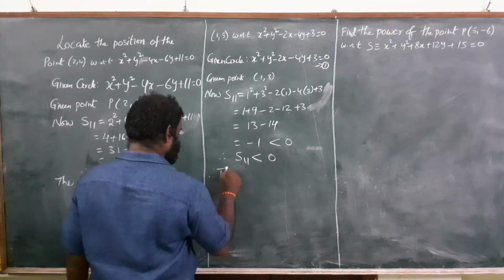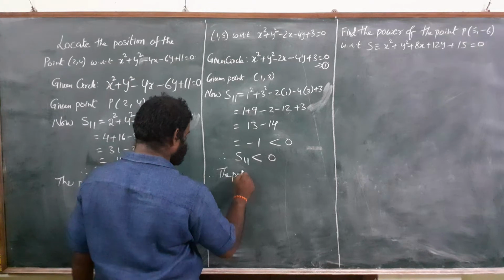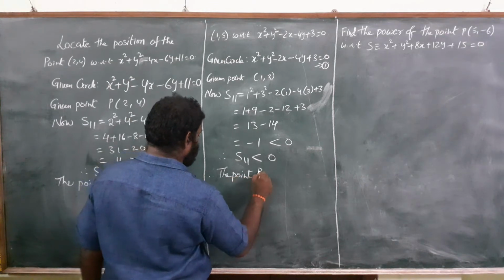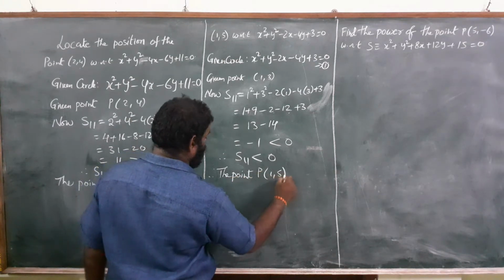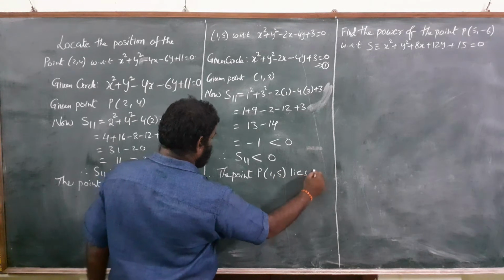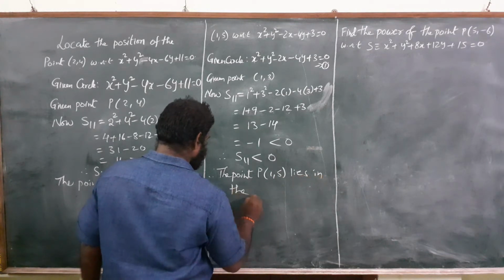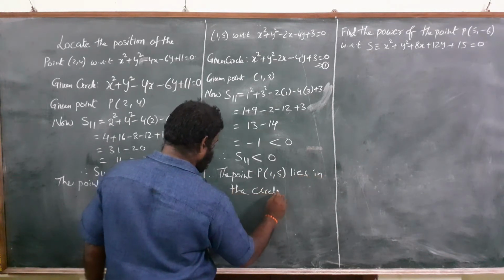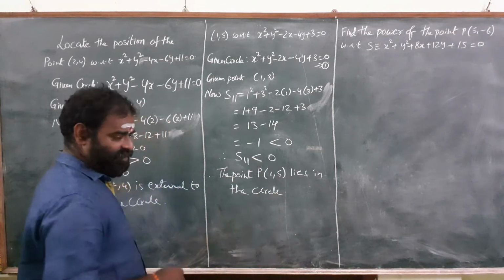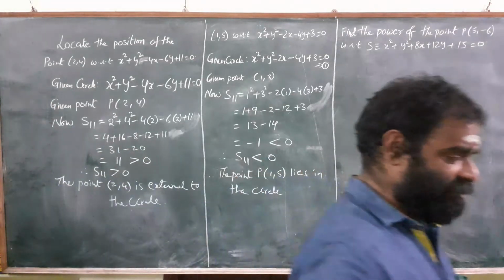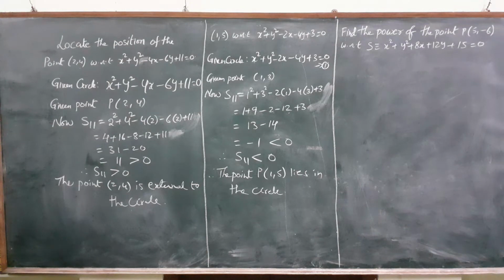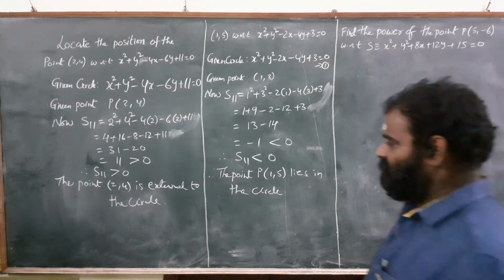Therefore, the point P, what is it? (1, 5) lies in the circle. Lies in the circle or lies interior of the circle, anything is right. Okay. So friends, you have to observe.